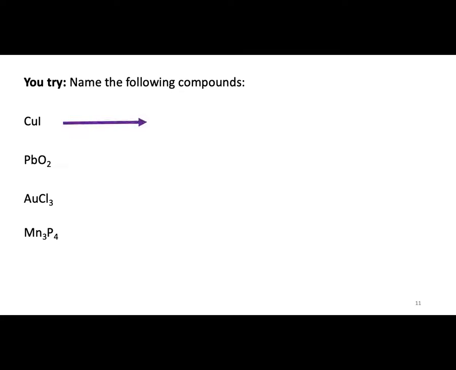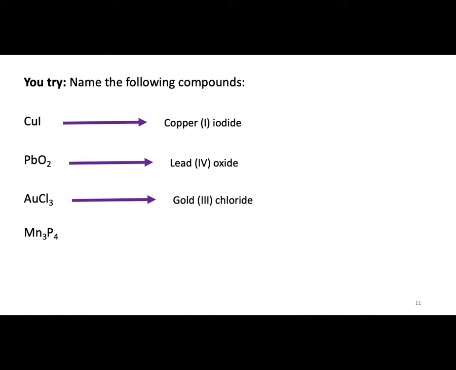Let's look. So this CuI is copper 1 iodide. This PbO2 is lead 4 oxide, IV is 4. AuCl3 is gold 3 chloride. And Mn3P4 is manganese 4 phosphide. Great work.